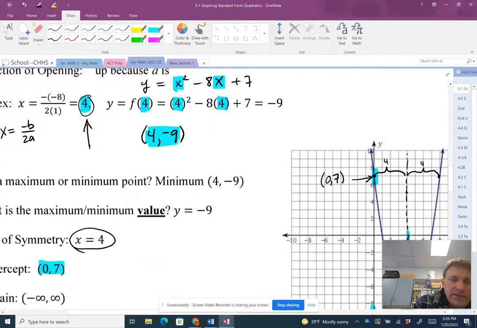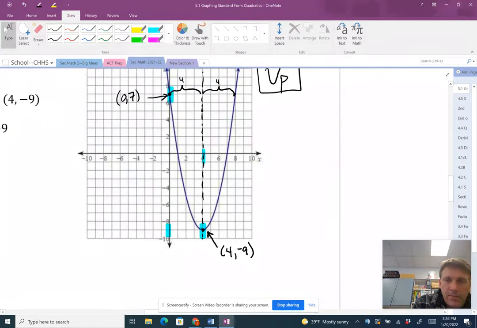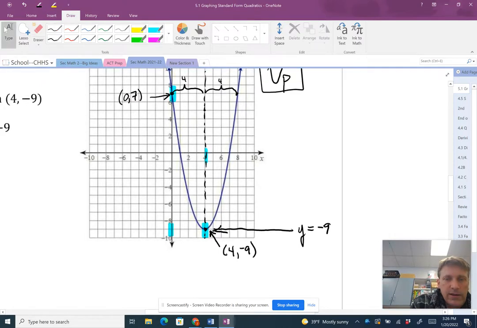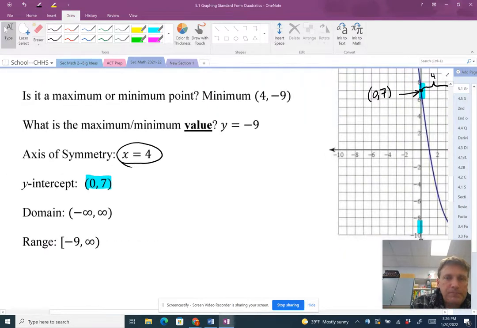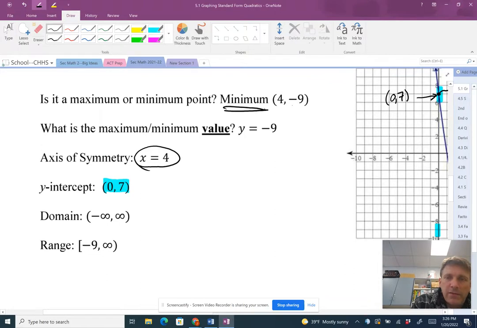Since it opens up, remember that minimum means the smallest. And so the smallest value here is y equals -9. It doesn't go any lower than that. And so that's the minimum. When we say that it's a minimum, the minimum point is 4, -9. The minimum value would be just -9, the y value. The minimum value is y equals -9.